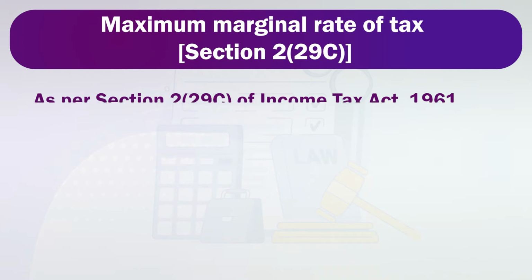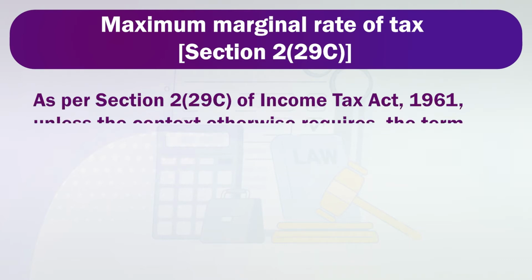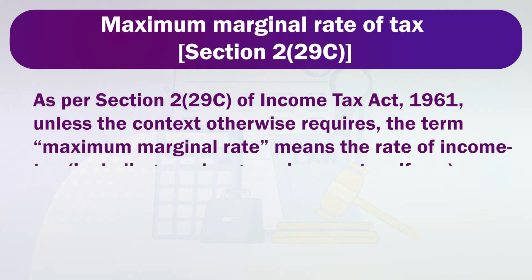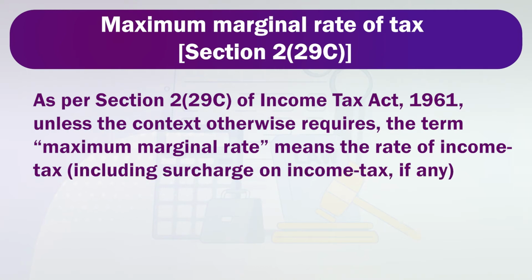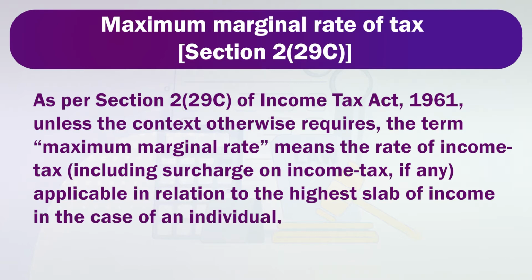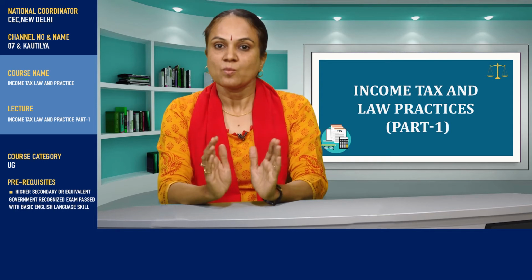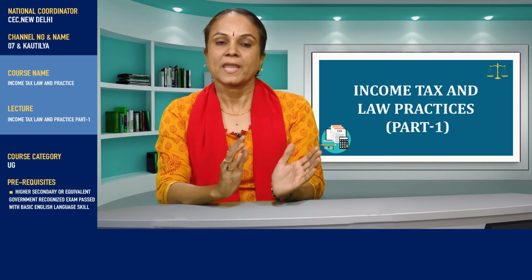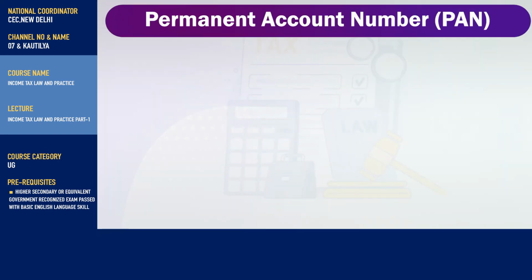As per section 2 subsection 29C of the Income Tax Act of 1961, unless the context otherwise requires, the term maximum marginal rate means the rate of income tax including surcharge on income tax, if any, applicable in relation to the highest slab of income in case of an individual, association of persons, or as the case may be, body of individuals as specified in the Finance Act of the relevant year.